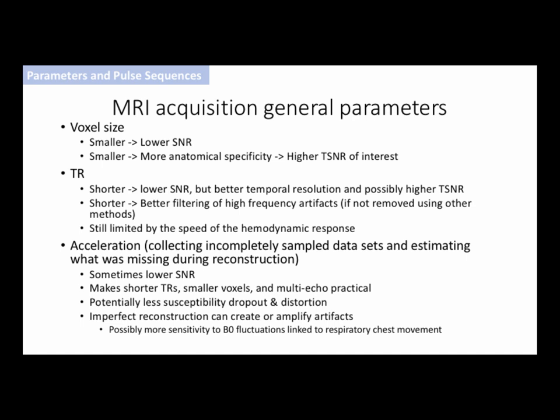It has the potential to remove some susceptibility dropout and distortion. If it's an acceleration that shortens your data recording time, it could reduce some dropout. If it's something that can lengthen your readout time, then it actually could hurt dropout artifacts. But the important thing to keep in mind is that in reconstruction, you're estimating the fit. And if that estimate is off for many reasons, you're going to possibly create new artifacts or amplify artifacts that would have been minor. For example, the chest movement artifact I was showing in the blood flow study potentially could be amplified if you're using any type of acceleration.